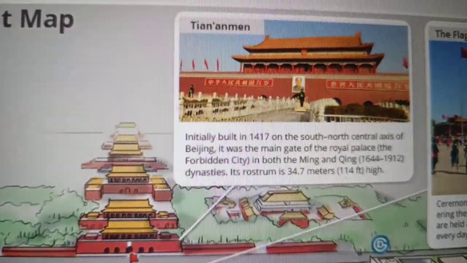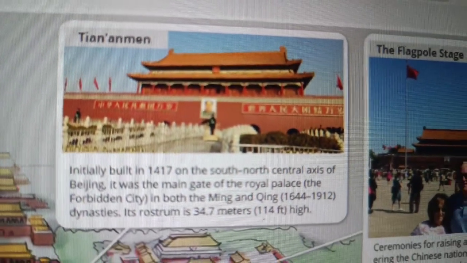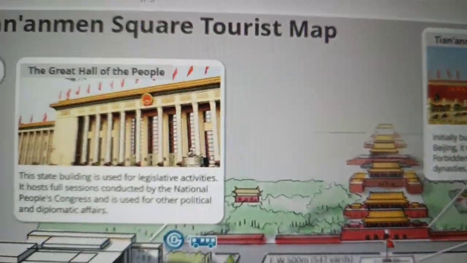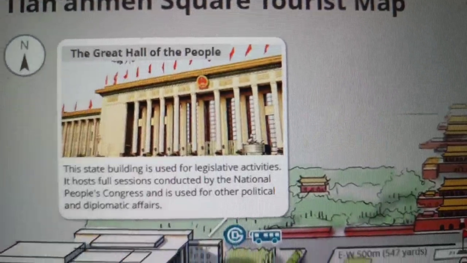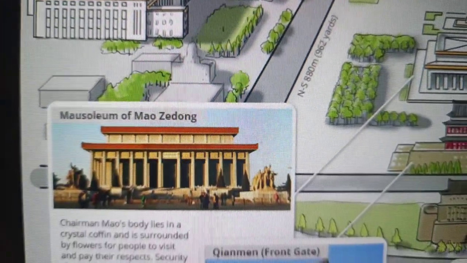Now, today we're going to be talking about Tiananmen Square, as you can see from the visuals there. The visuals I'm showing you are the tourist map, okay? On this tourist map, you're going to find that there are so many different places that make up the Tiananmen Square. We are talking of the Temple of Heaven.